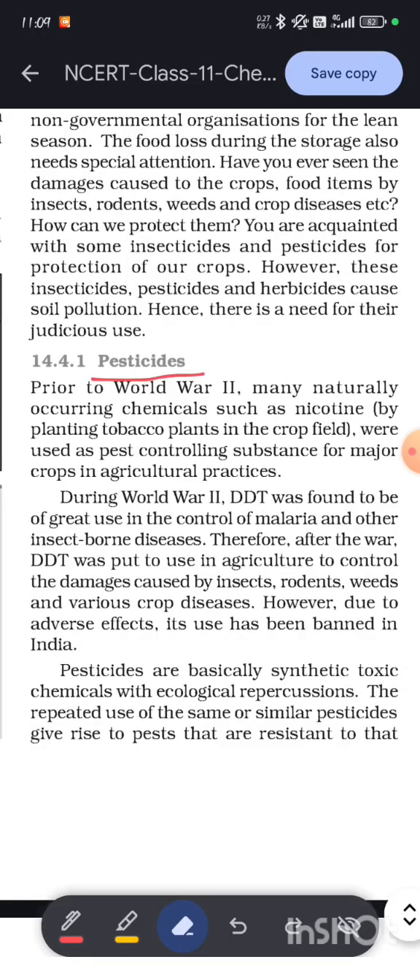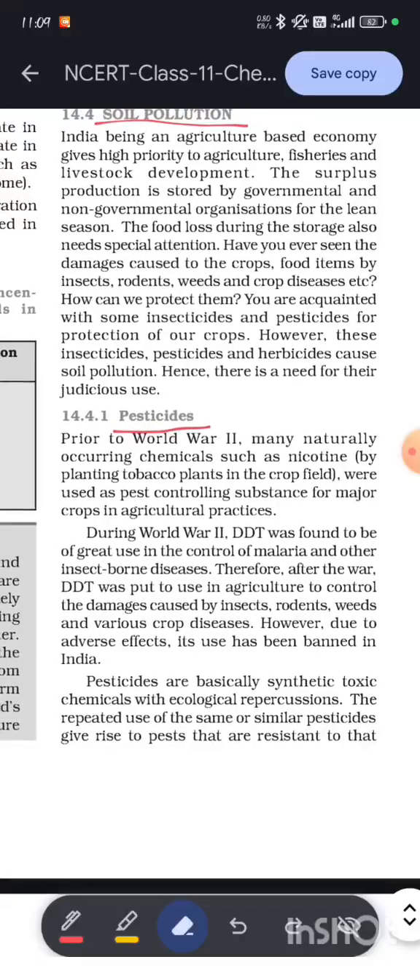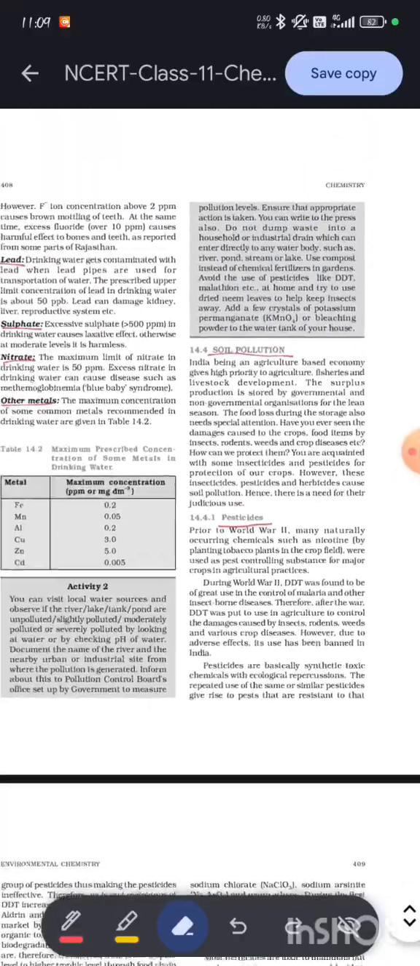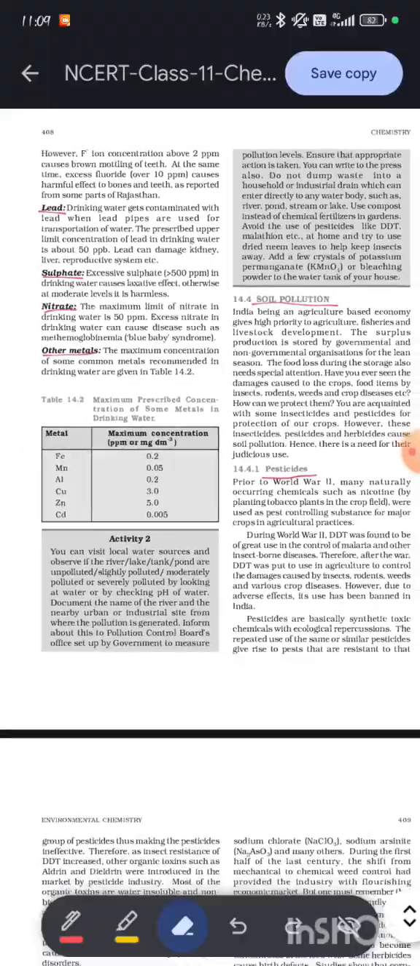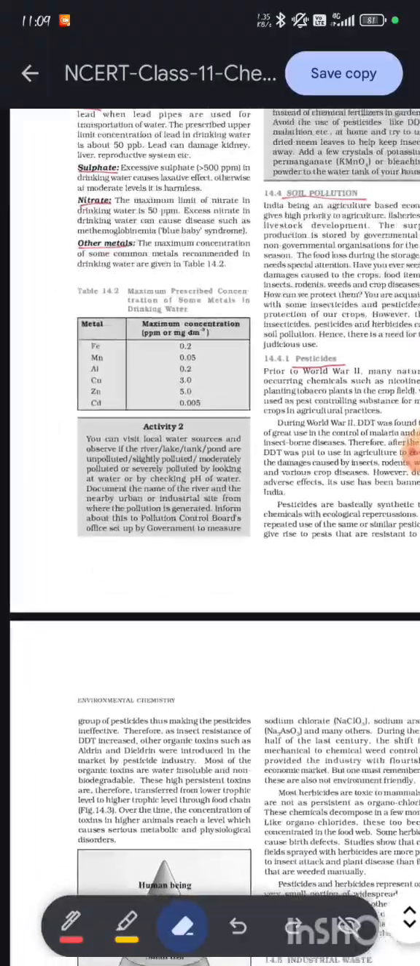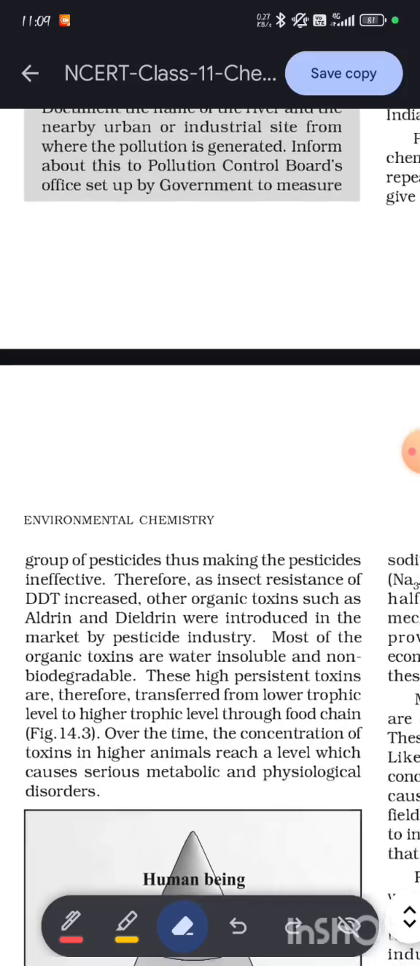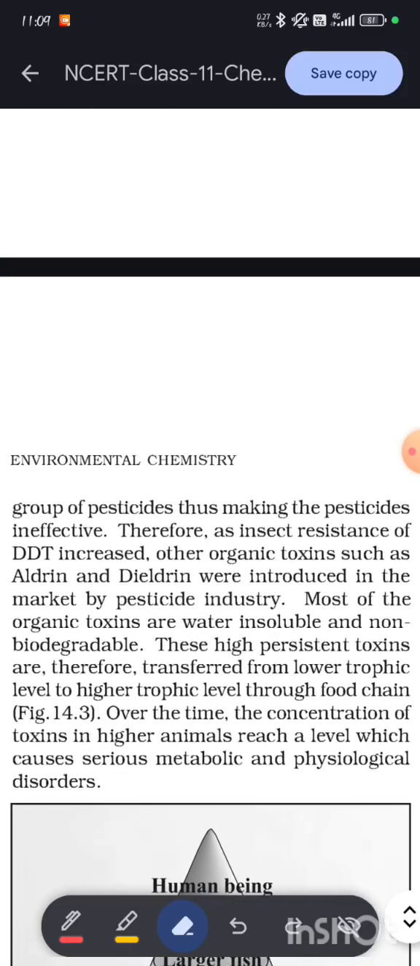Pesticides are basically synthetic toxic chemicals with ecological repercussions. The repeated use of the same or similar pesticide gives rise to pests that are resistant to that group of pesticides, thus making the pesticides ineffective. As insect resistance to DDT increased, other organic toxins such as aldrin and dieldrin were introduced in the market by the pesticide industry. Most of the organic toxins are water insoluble and non-biodegradable.